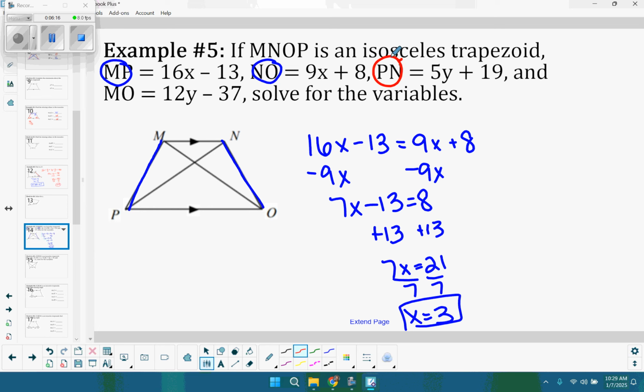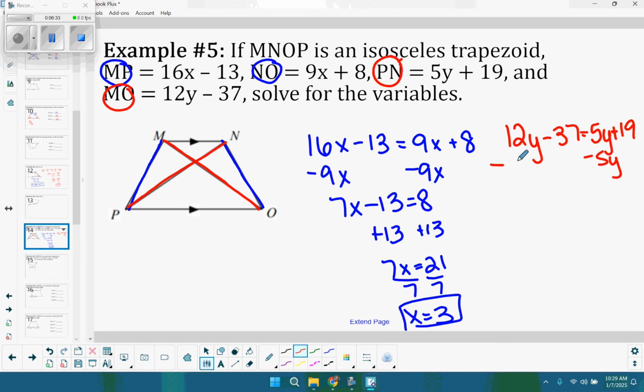Then PN was a diagonal, and MO was a diagonal. And the diagonals are also congruent. So we'll set 12y minus 37 equal to 5y plus 19.